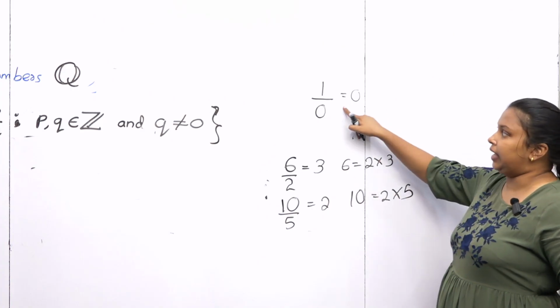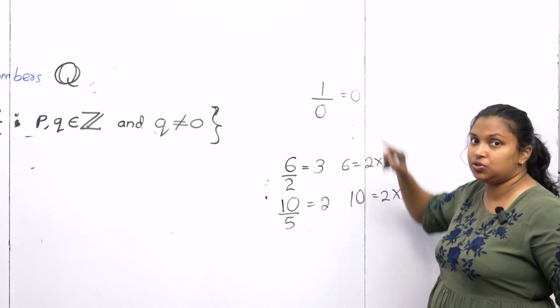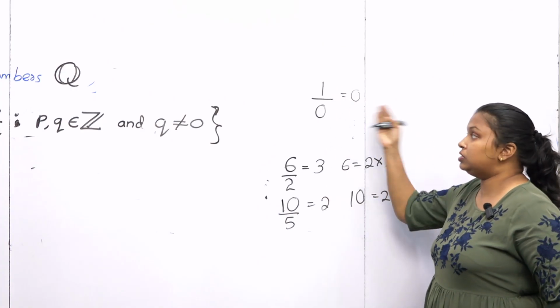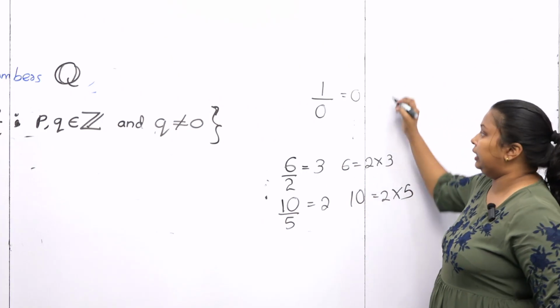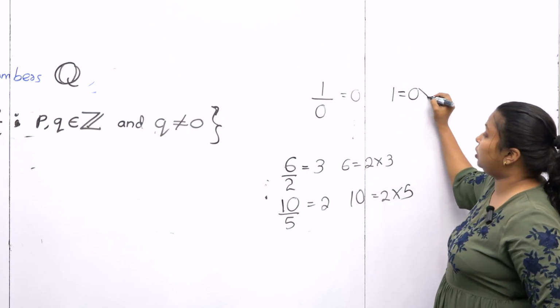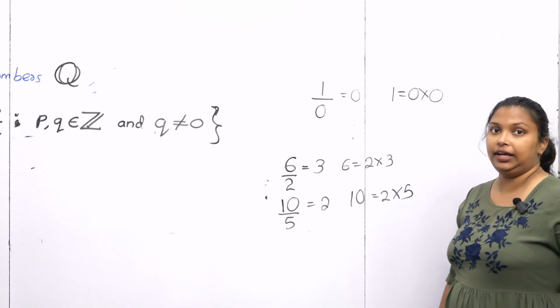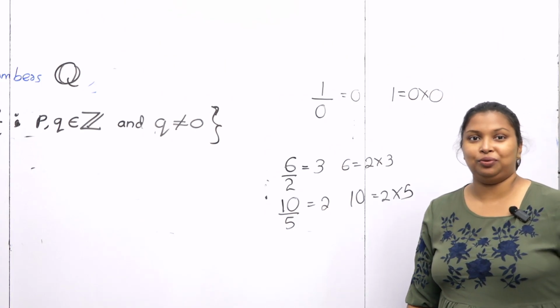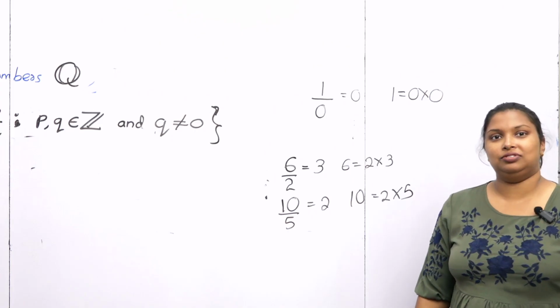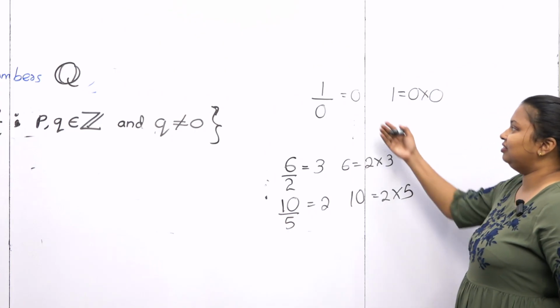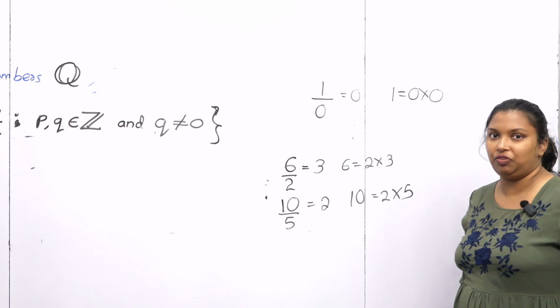If some students say that 1 over 0 equals 0, then according to this one, he can write that 1 equals 0 times 0. Is it correct? 1 equals 0 times 0? Can't happen, no? Clear? 0 times 0 is 0, right? So this is something wrong. The answer is wrong. It cannot be 0.